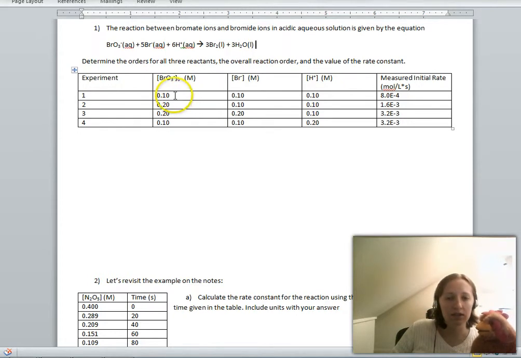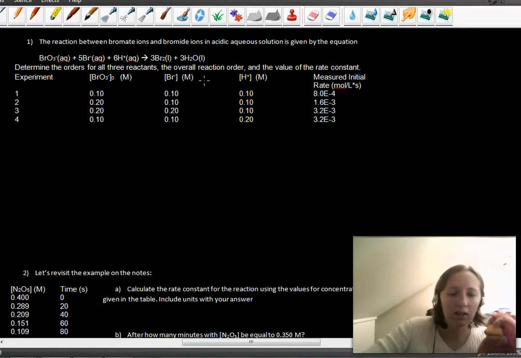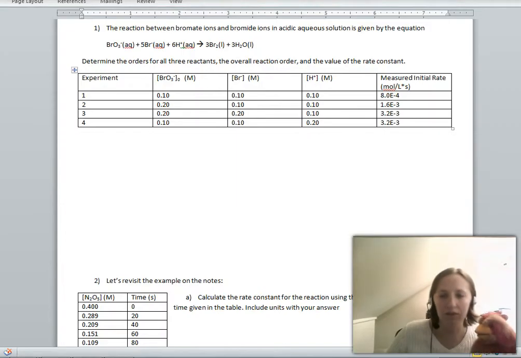If it had been 0.10 to 0.20 and it quadrupled, so you doubled this one and you quadrupled the rate, that would be squaring. So if it would have gone from 8e-4 to 3.2e-3, that would be a quadrupling when you doubled, and so then you could tell that, oh, well, it was squared, so that means it mattered more, so that means that bromate would be second order. So that's what you do, and we're going to come back and do the rest of this problem, but that's the idea behind the method of initial rates.